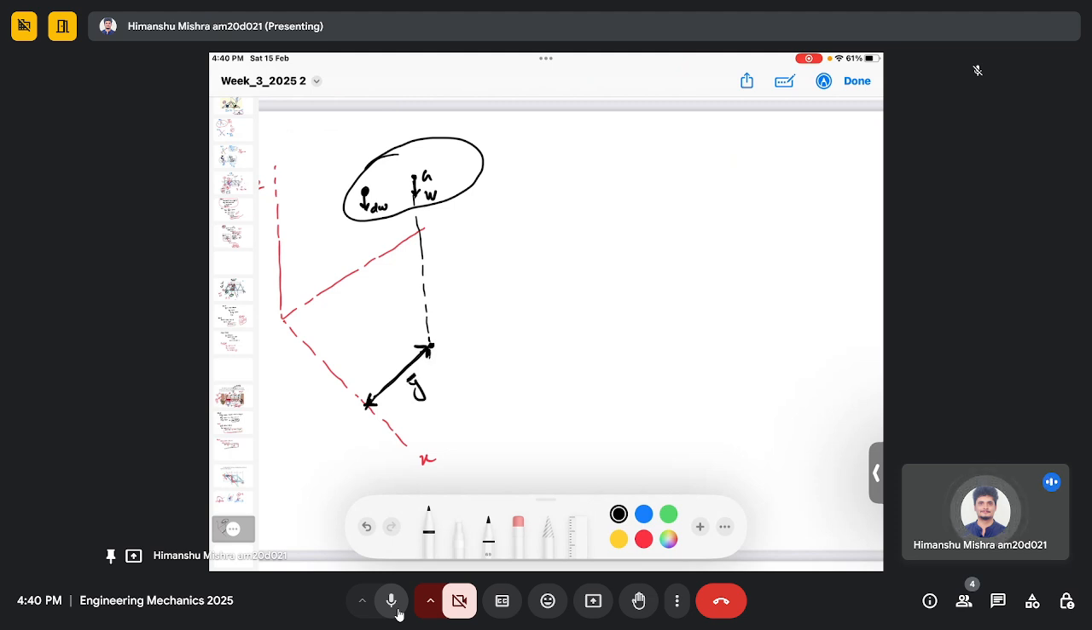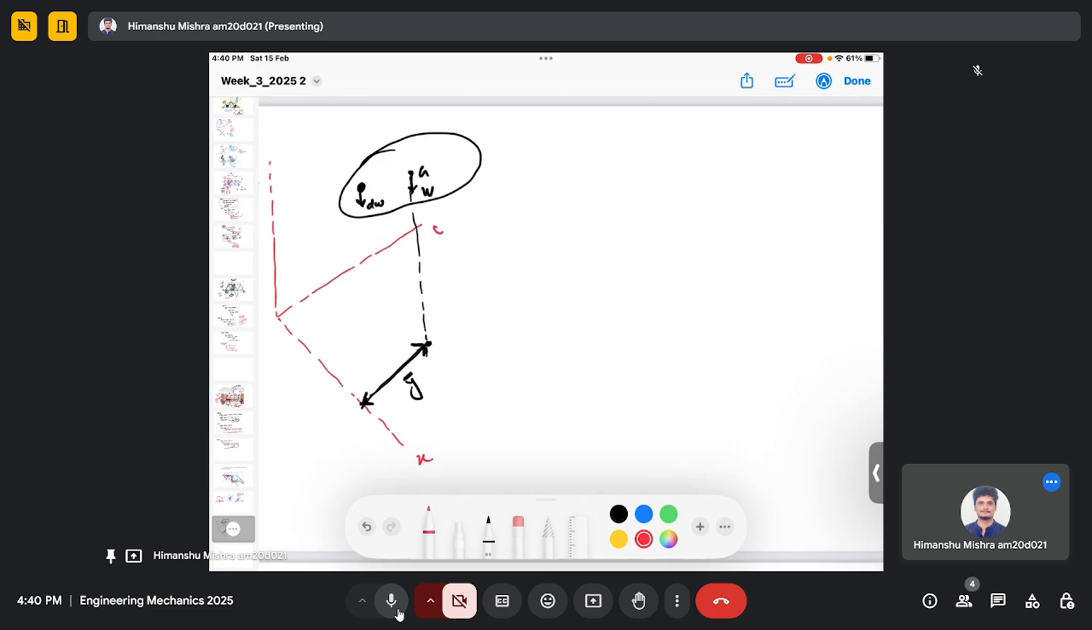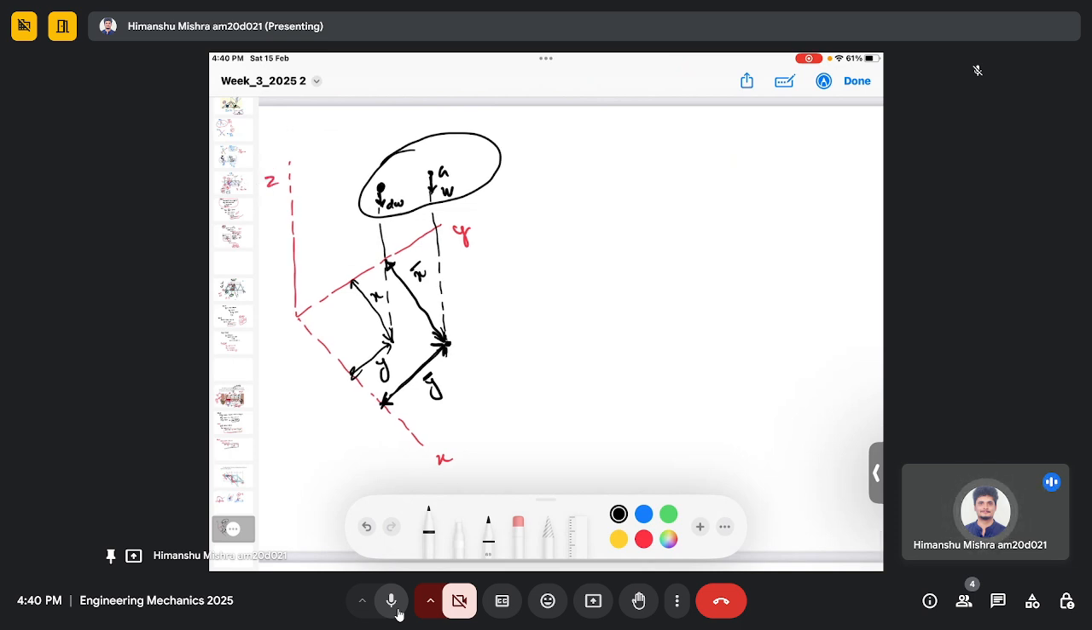So this is y bar, and this is x bar. This is y, and this is x. And here our objective is to determine x bar and y bar, basically the location of center of gravity or center of mass. So for that we will be using the moment equation.